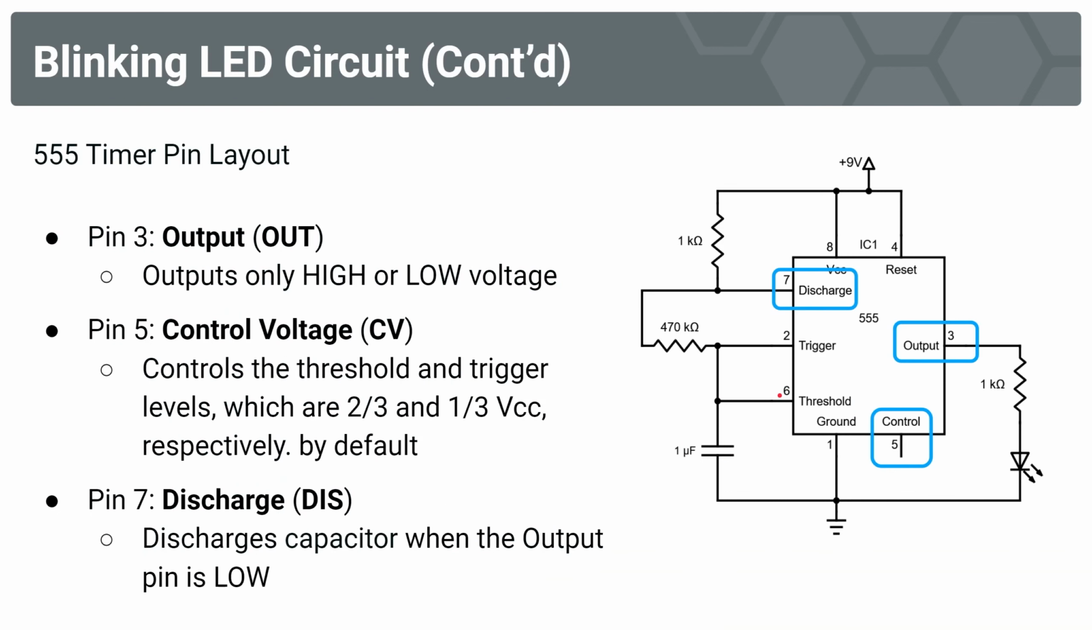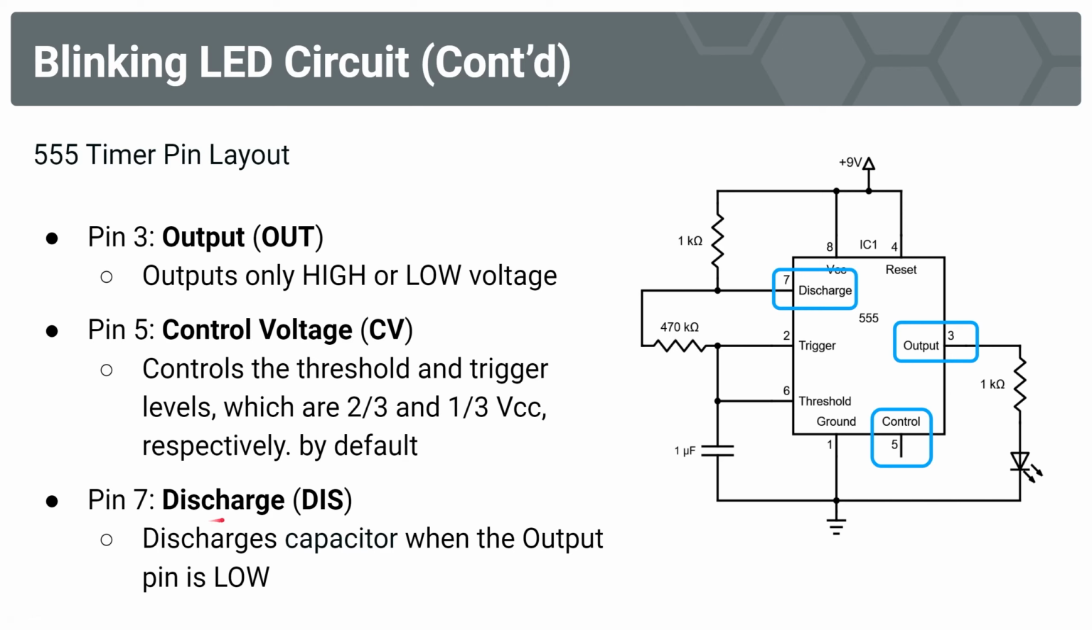Okay, we're almost done here. The last 3 pins are pin 3, the output pin. Again, we talked about this briefly. It's going to output either a high or low voltage, so it's going to turn on or off the LED. This is where the digital waveform, that rectangular wave, is output. We have the control voltage pin. This can change the threshold and trigger levels, which we said are 2/3 and 1/3 VCC respectively. This is just by default. We're not going to change these. And so the control voltage pin is not connected to the circuit.